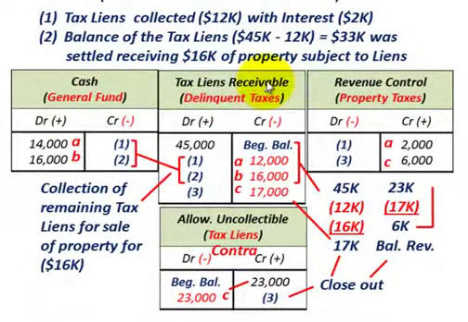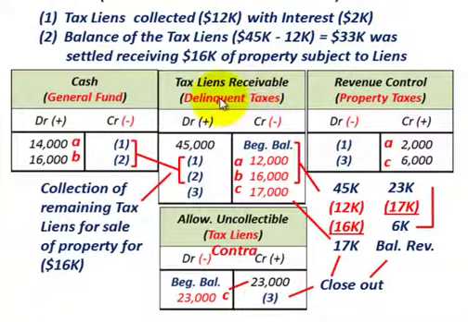We're going to have a tax liens receivable for delinquent taxes with a beginning balance, let's just say for example, of $45,000, a debit balance in our receivables. Along with that tax liens receivable, we have an allowance for uncollectible tax liens, and for example, a beginning credit balance of $23,000. The first thing that happens is we're going to have collected $12,000 worth of those tax liens, and along with it, some interest of $2,000.